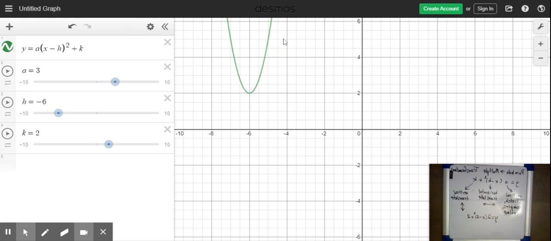Well, let's put our pieces together. Y equals vertical stretch by a factor of 3, so a value of 3. We moved it 6 units to the left, so I should see a +6 in my equation. And we moved it up 2 units, so +2.